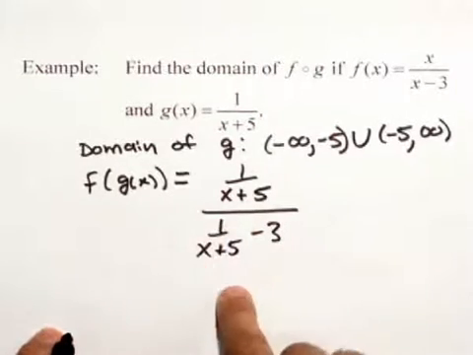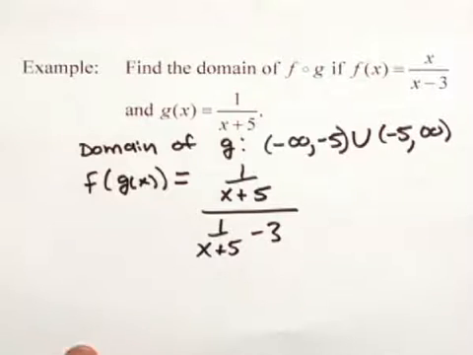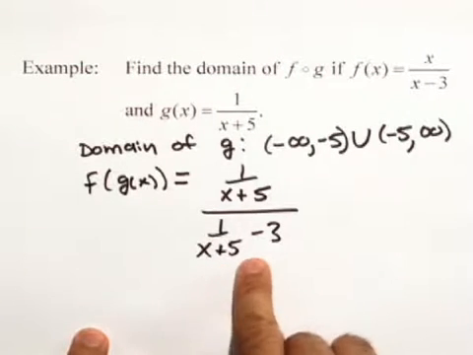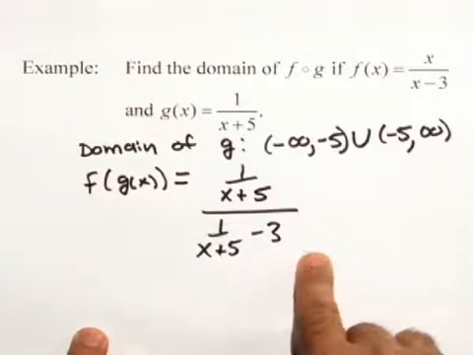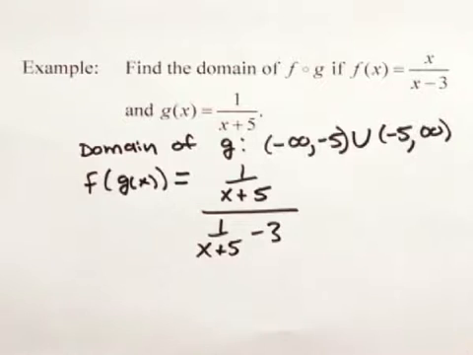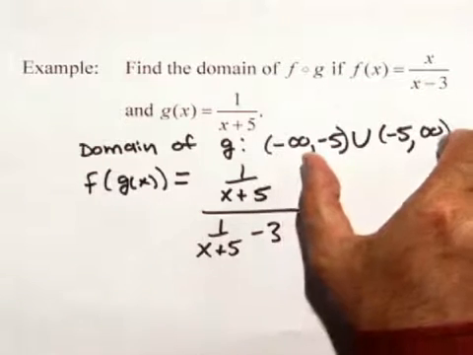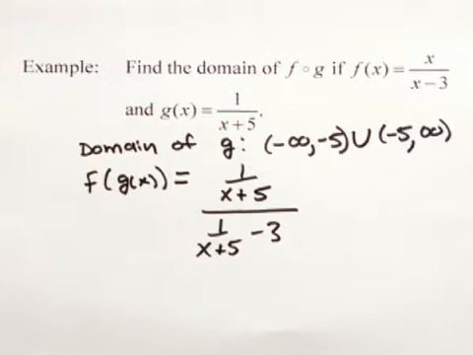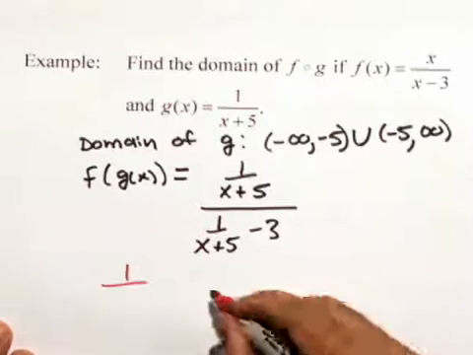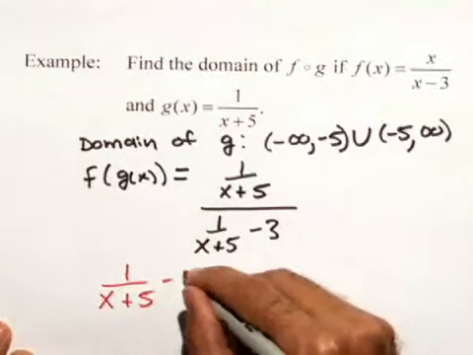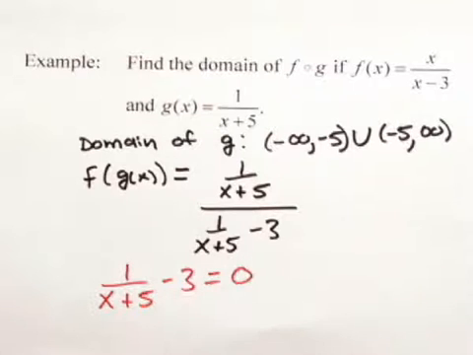The denominator cannot be 0, so let's figure out when does g of x minus 3 equal 0? Or when does 1 over x plus 5 minus 3 equal 0? If we can find that x value, we'll have to pull that x value out of the domain of g. And that will give us our final domain. So let's do that. Let's figure out when does 1 over x plus 5 minus 3 equal 0? So let's get a clean sheet of paper and then we can finish this problem.